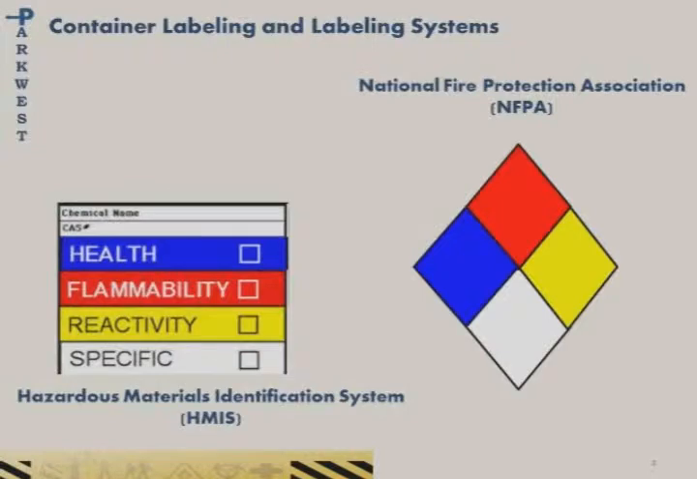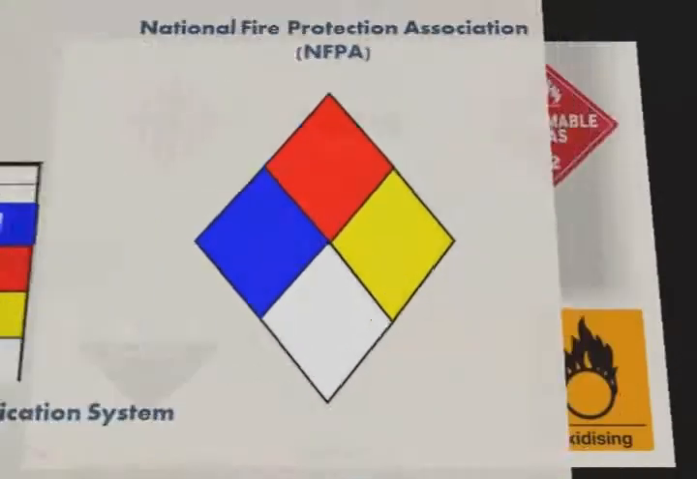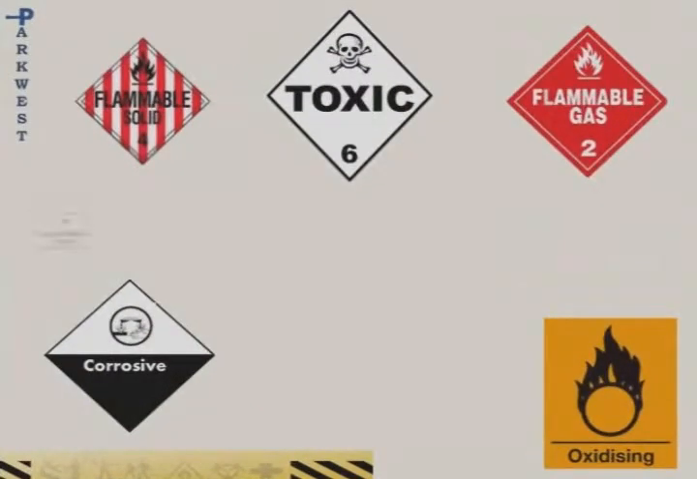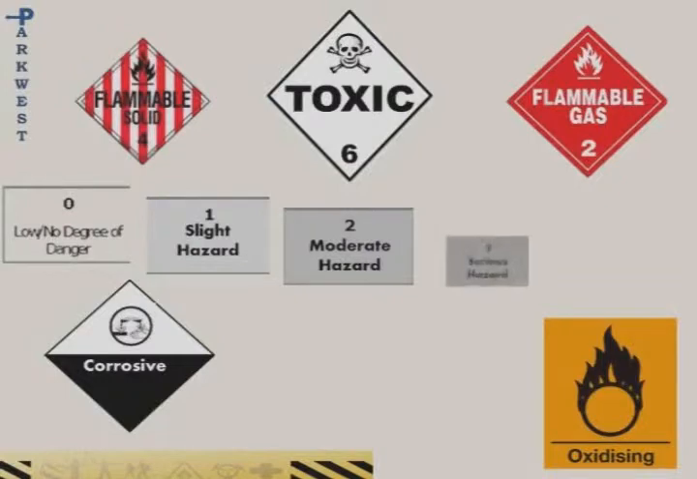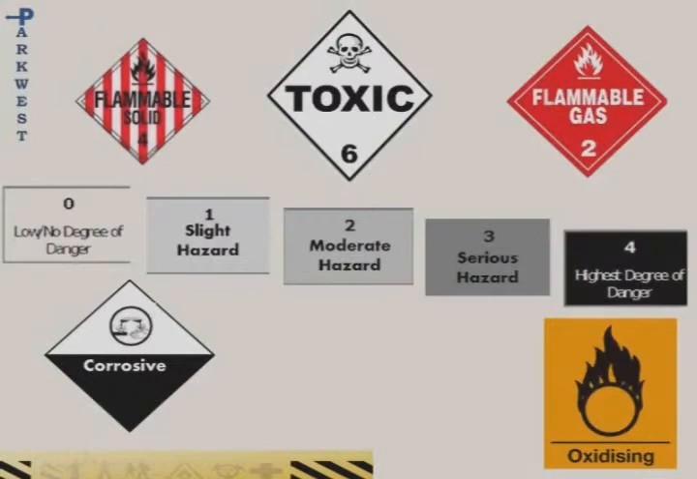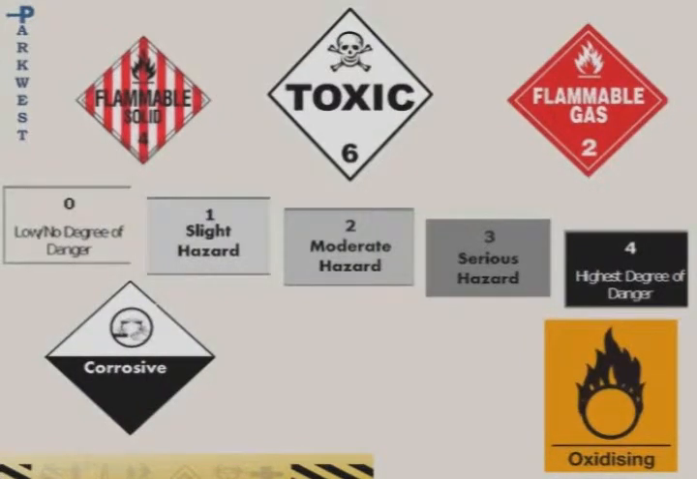The numbering system is as follows. 0 indicates no hazard, 1 indicates a slight hazard, 2 indicates a moderate hazard, 3 indicates a serious hazard, 4 indicates an extreme hazard. The combinations of numbers, colors, and symbols can provide quick information about the nature of the chemical and its hazards. For your safety, learn how to read the NFPA Diamond and the HMIS labeling systems.